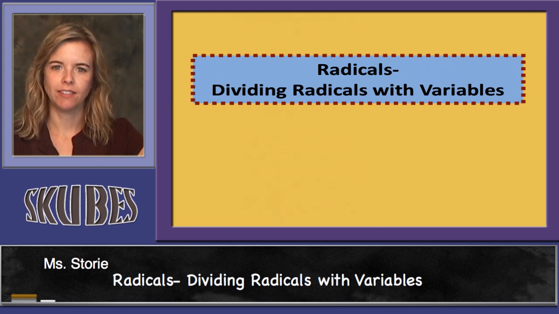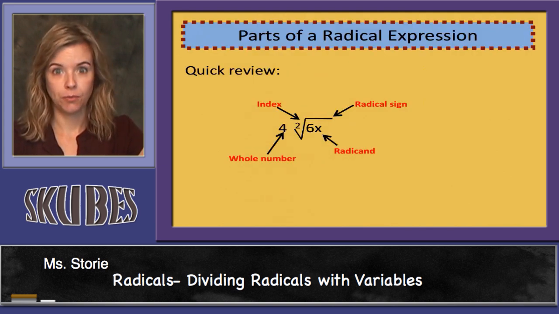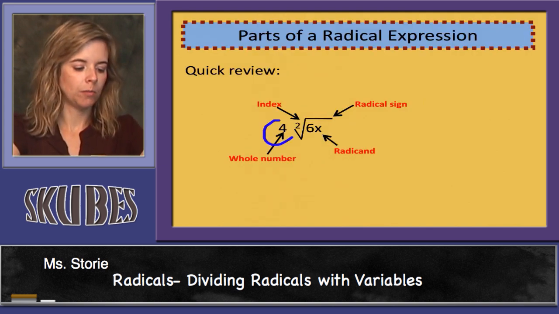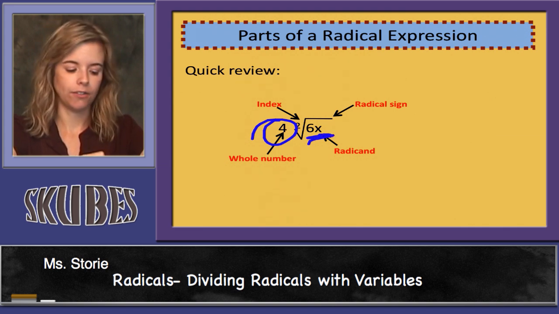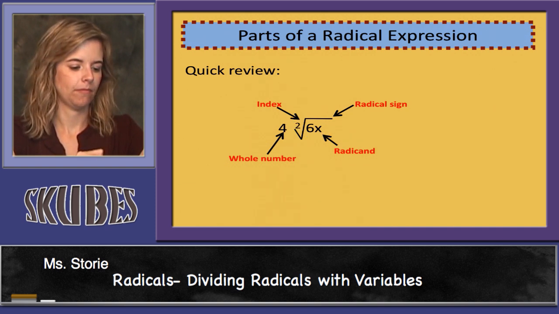Hello and welcome to our lesson on radicals, dividing radicals with variables. First, a really quick review. The whole number is the big number on the outside. The radicand is anything that's underneath the radical sign, and that teeny tiny 2 right there is the index.